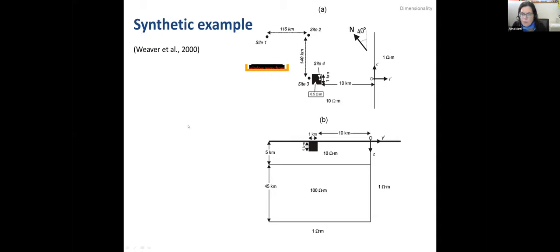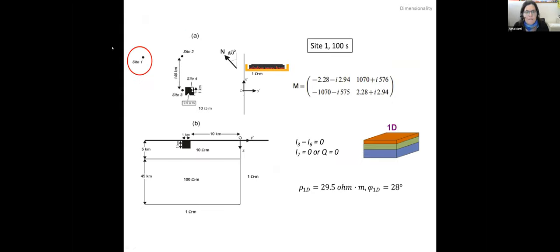And now we'll calculate the invariants for different sites and periods located at different positions. For site one, this site is located very far from this contact. Sorry, I also forgot to say that all the measurements, to make it a bit more exciting, are done 40 degrees with respect to this main contact. So for site one, at 100 seconds, it doesn't see the contact, it only sees the stratified structure.